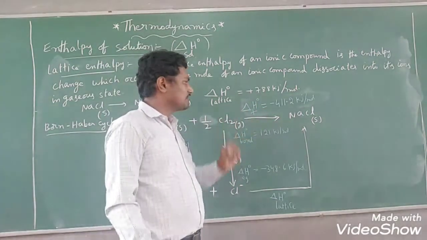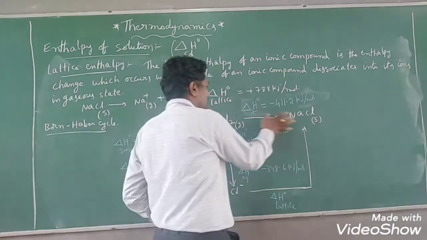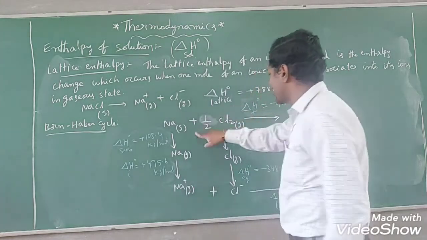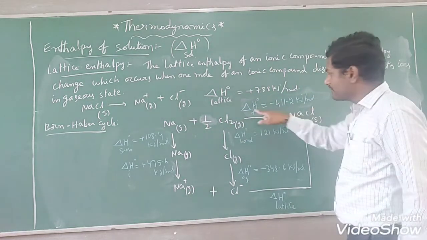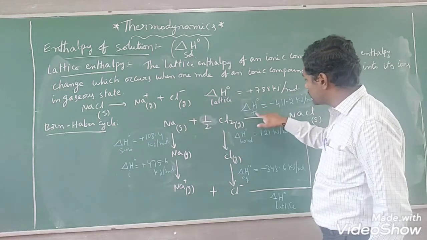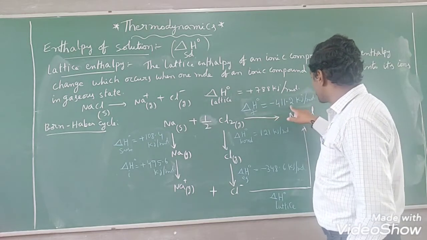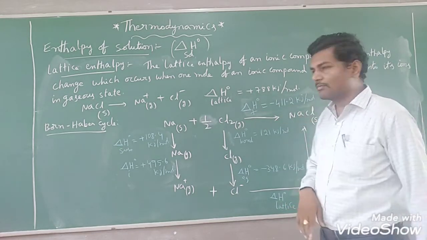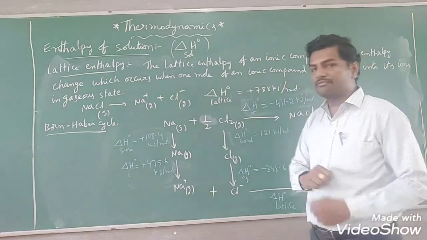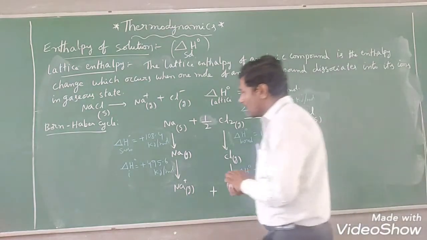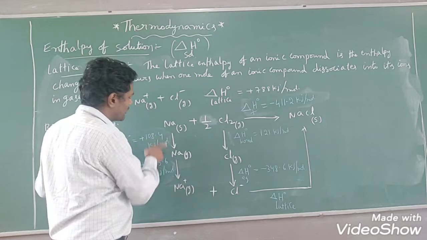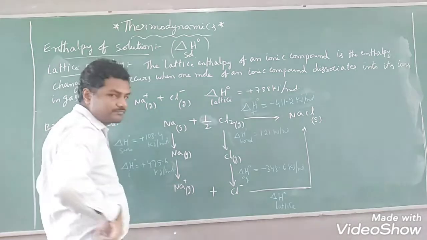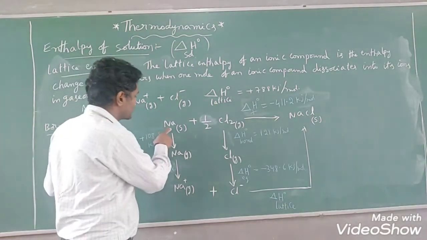This is the enthalpy of formation. What is the enthalpy of formation of sodium chloride from its constituent elements? This is the standard value. The enthalpy of formation symbol is what? Delta H0F is equal to minus 411.2 kilojoule per mole. This is the enthalpy of formation. Now we know, how do we convert into gaseous ions first of all? How do we convert into gaseous ions?